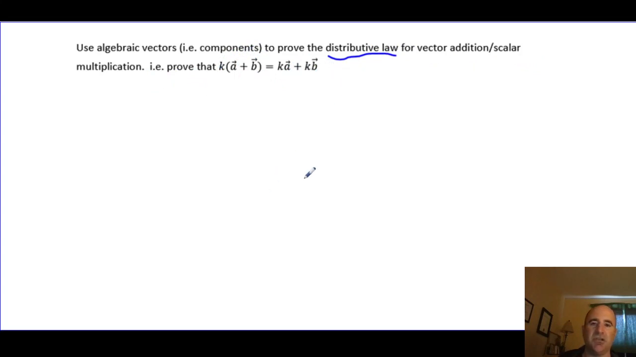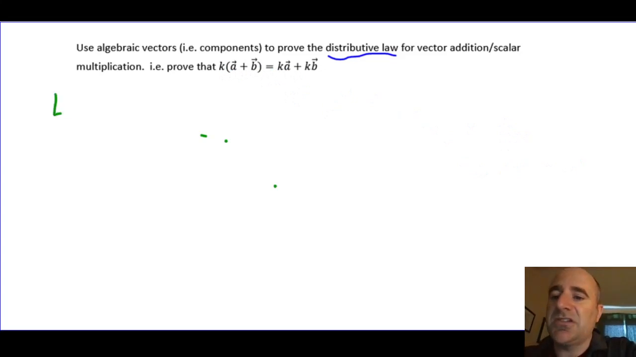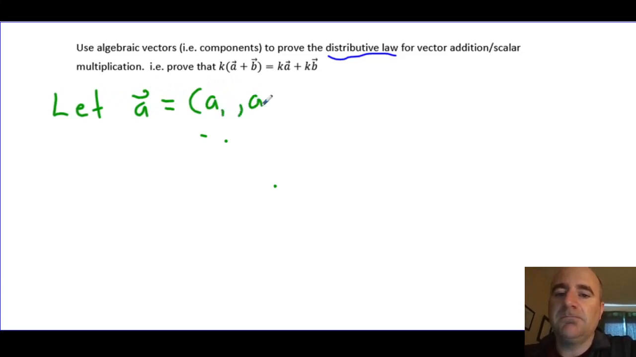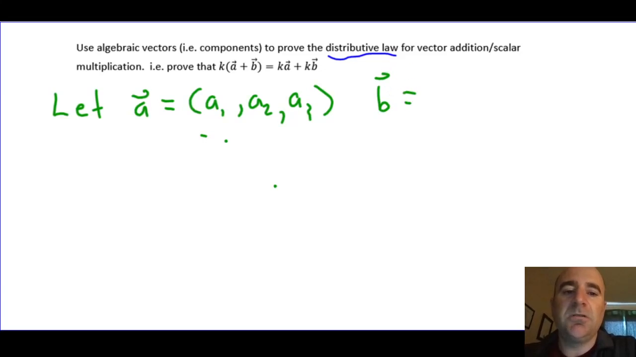We didn't show that geometrically. It's a little difficult to show geometrically. It's very easy to show using components. The hardest thing is just getting set up. So how do I show that this is true? Well, I define a and b as algebraic vectors. So I'm going to say let a equal a1, a2, a3, and b equal b1, b2, b3.